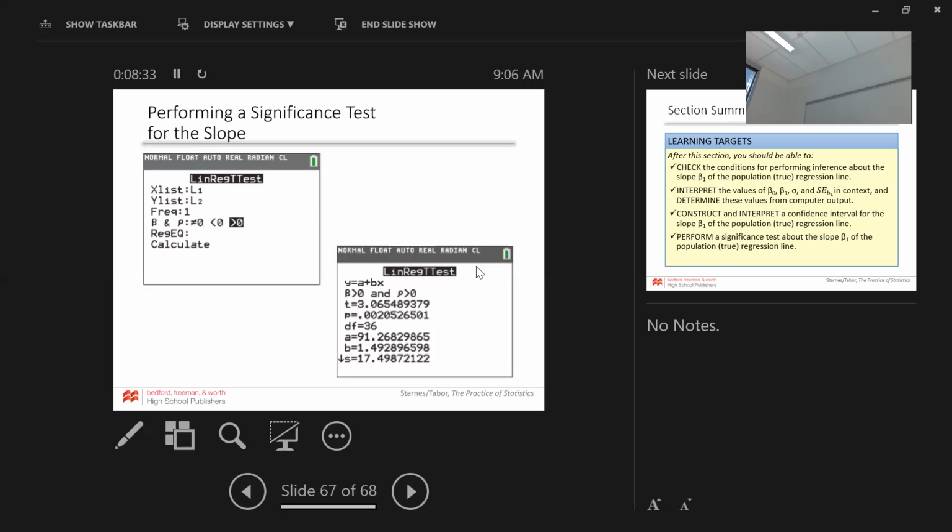36 degrees of freedom, because the sample size is 38. These numbers for A and B are here. We got them from the software output. Also, this down arrow means there's a second page of output.